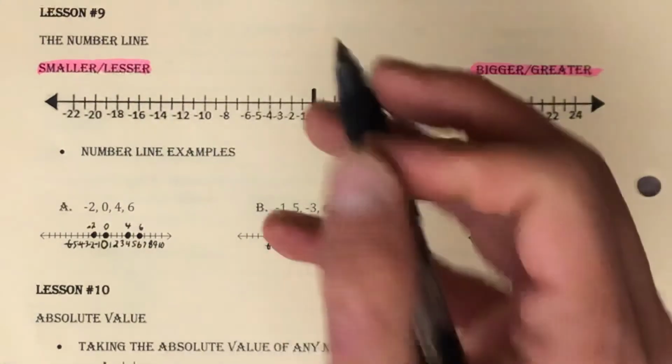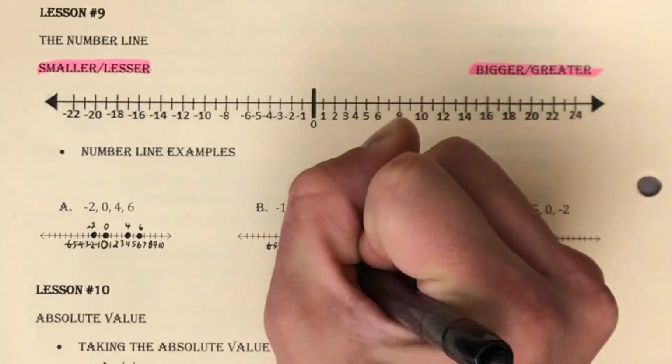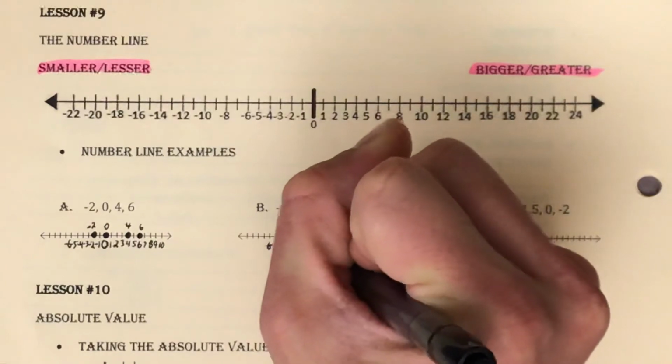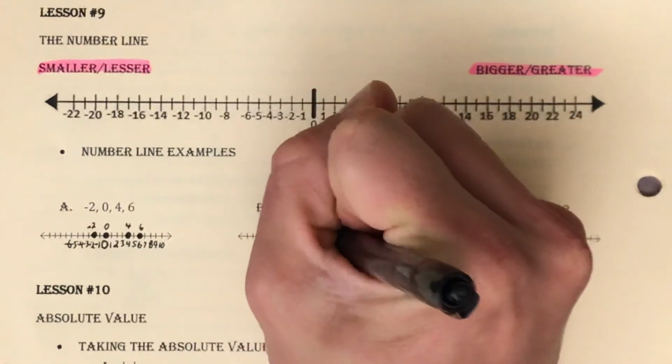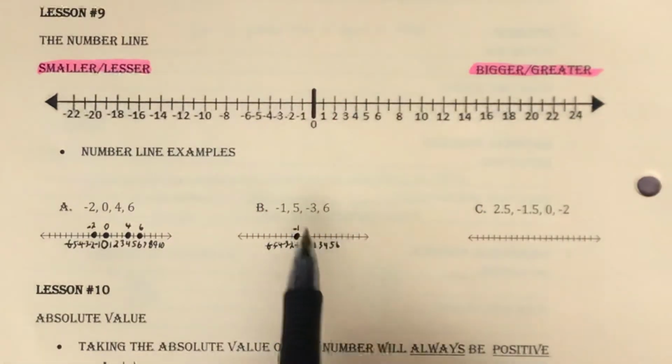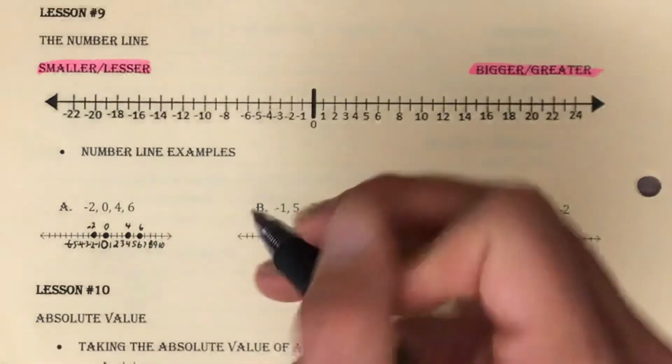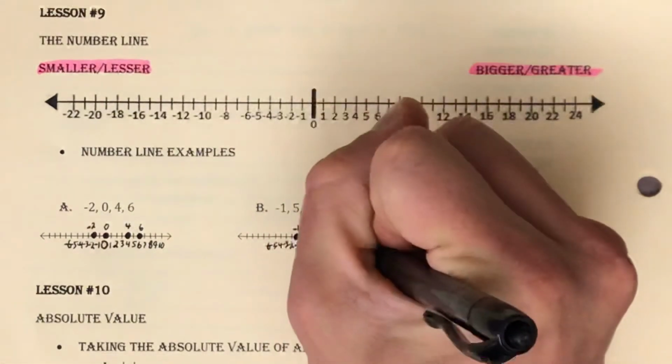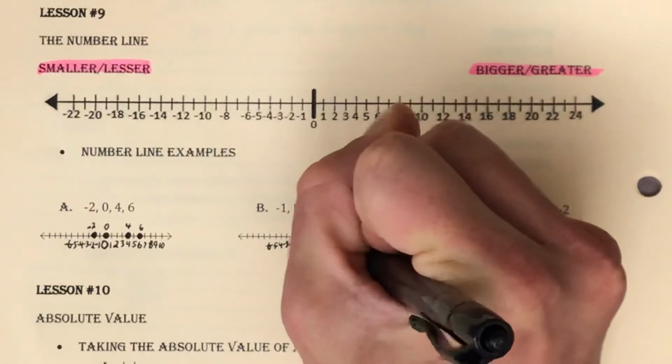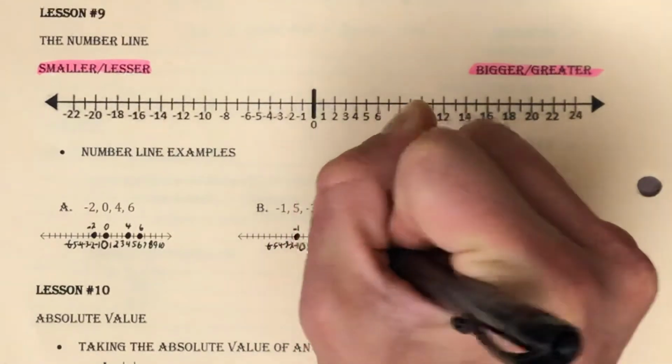So first number is -1, so I'm going to come to 0, left 1, so I'm at -1, draw my filled in circle, and label it -1. Then my next number in this list was 5, so I'm going to come to 0, go 5 to the right, and there I draw my circle right there. Again, I'm going to label it with 5.